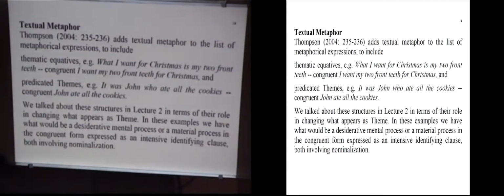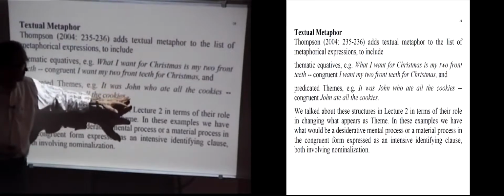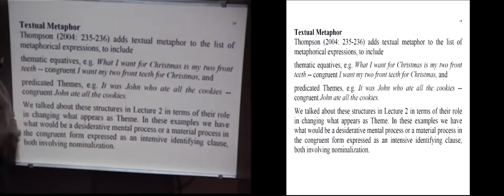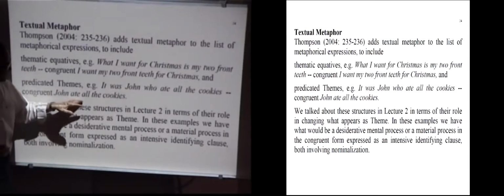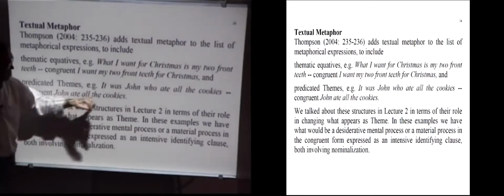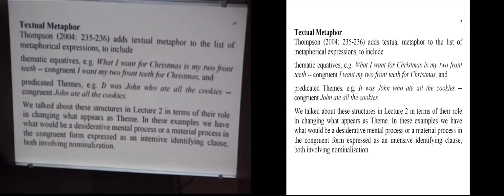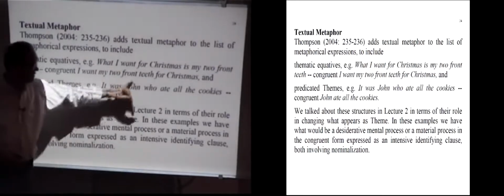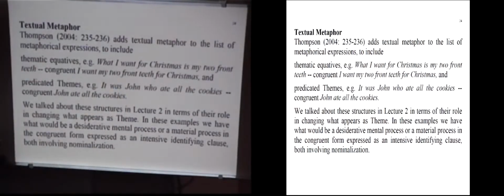So he's assuming that's metaphorical for textual reasons. So it's textual metaphor. And predicated themes, the same thing. So "it was John who ate the cookies" is the same as saying "John ate all the cookies." But in this case, you use these because they would respond to different questions. If you asked who ate all the cookies, you could say "John ate all the cookies," but more clear would be to say "it was John who ate all the cookies," because putting John in this expression after the copula shows that that's the thing being emphasized.